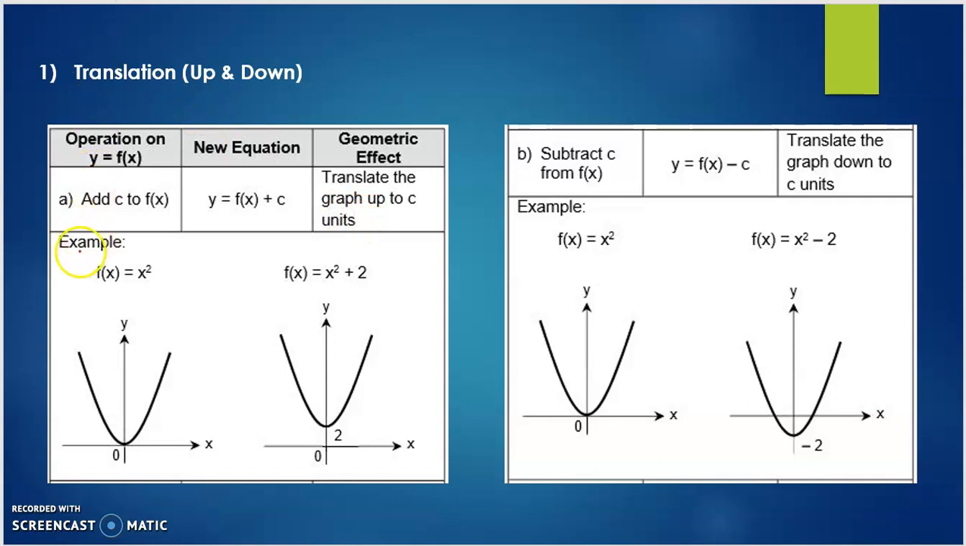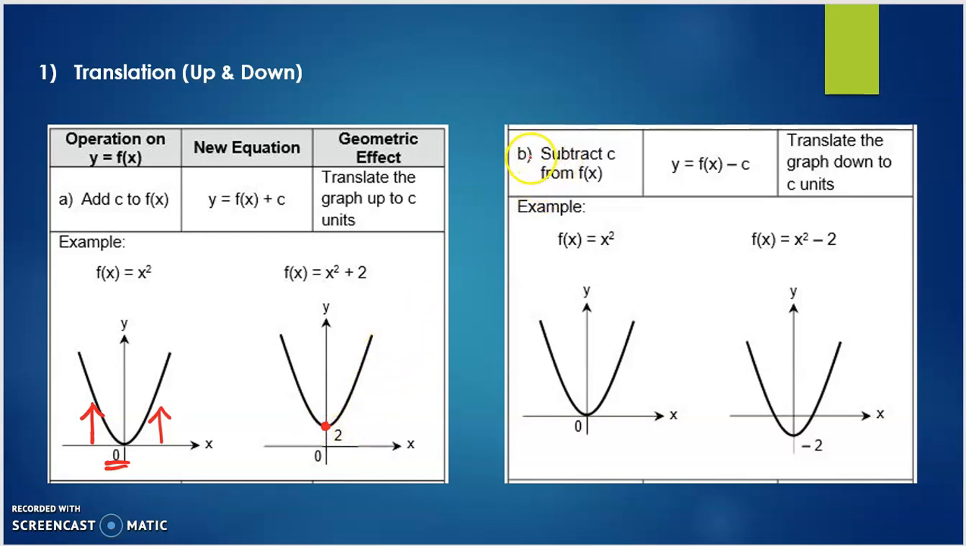Let's look at an example. Let's say f(x) equals x squared. This is the graph of the basic quadratic function. So when we have f(x) plus 2, that is x squared plus 2, the graph will move up by 2 units from here. Before, this point is 0, because it moves up by 2 units, now this point will become 2.